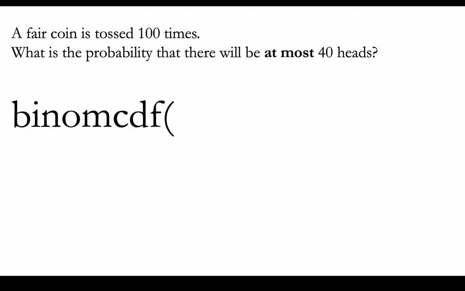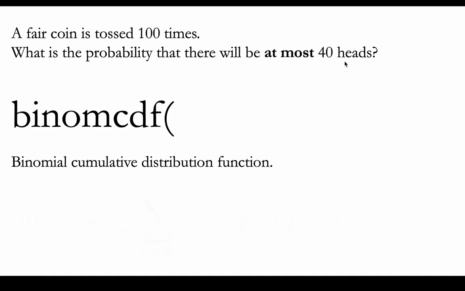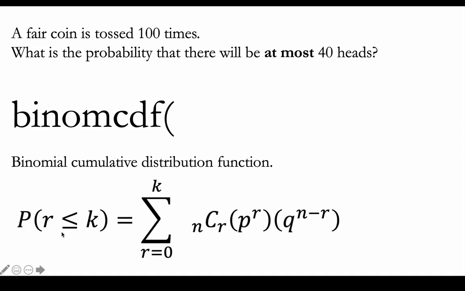Fortunately, we have a different function. This distribution function is called the binomcdf, and it's a cumulative distribution function. It basically adds up everything up until the number you're looking at. So it's perfect for at most questions. The function itself looks like this. The probability that R, the number of successes, is less than or equal to some value k. In this case, k is 40.